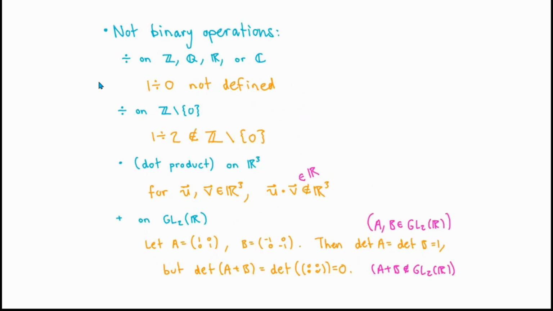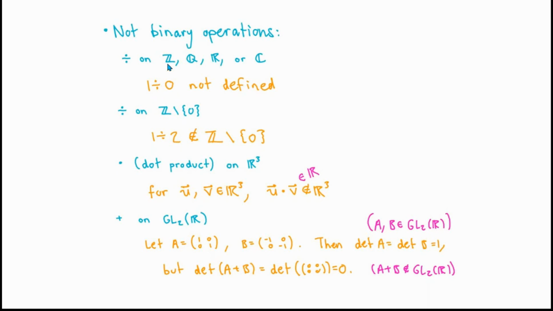Now, of the rules that I showed you before, here are the four that turn out not to be binary operations on the corresponding sets. First of all, division is not a binary operation on Z, Q, R, or C. And there's a very simple reason why. It's because 1 divided by 0 is not even defined. So for example, division is not a function from Z cross Z to Z because it's not defined at certain points.